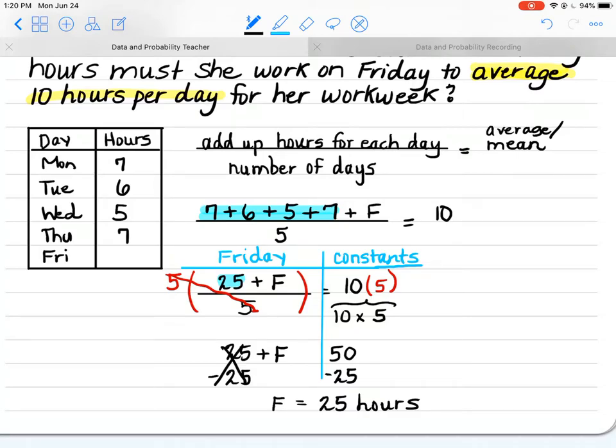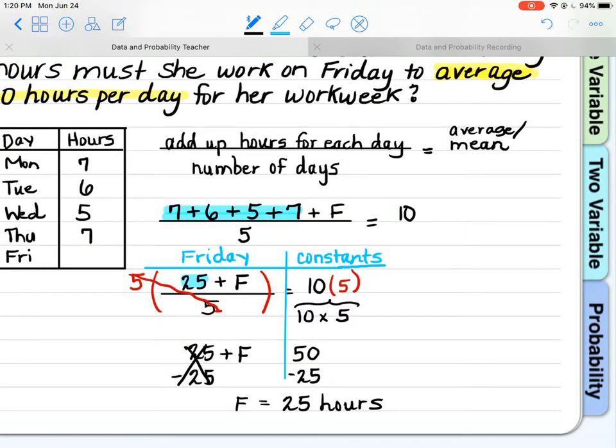Now, do you see anything wrong with that answer? That she would need to work 25 hours on Friday. How many hours are in a day? There are only 24. So this is impossible. There is no way that she could work 25 hours on Friday because Friday can't have that many hours. 24 hours is the most you can have in any day. So this would be an impossible scenario.